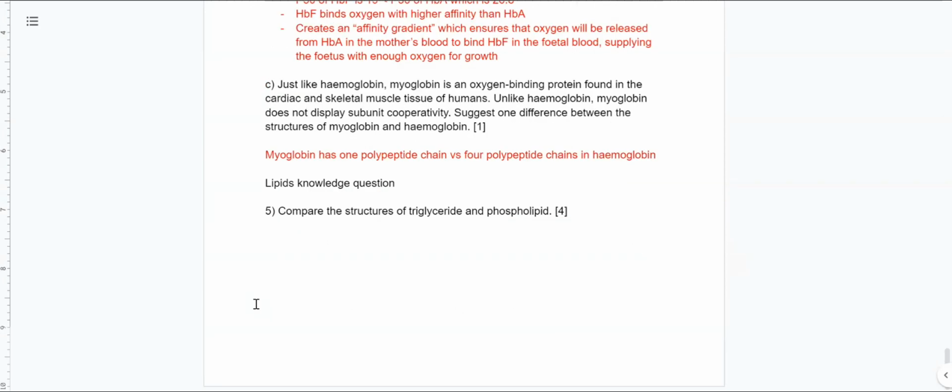That brings us to the last question, which is really just a basic knowledge question on the topic of lipids. So question 5 asks us to compare the structures of triglyceride and phospholipid, which are both different types of lipid molecules. So the key takeaway for this question is on this keyword, compare.